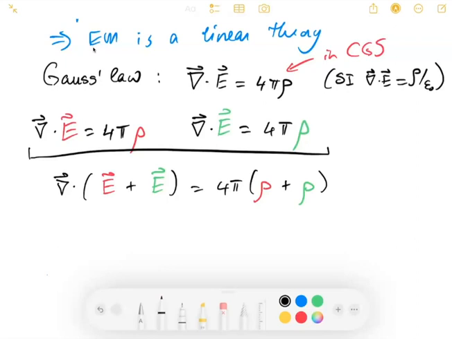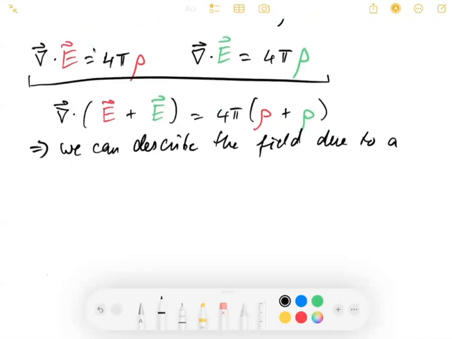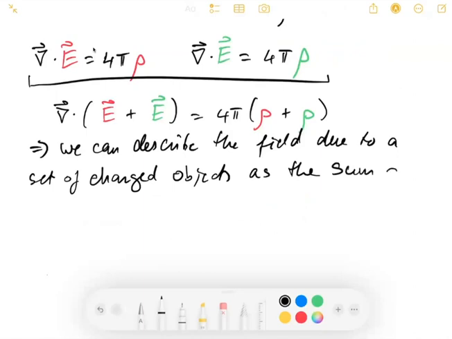So we can describe the field due to a set of charged objects as the sum of their individual fields.